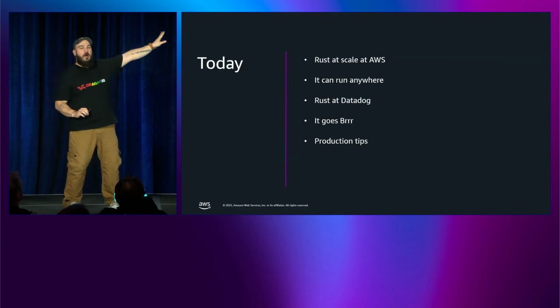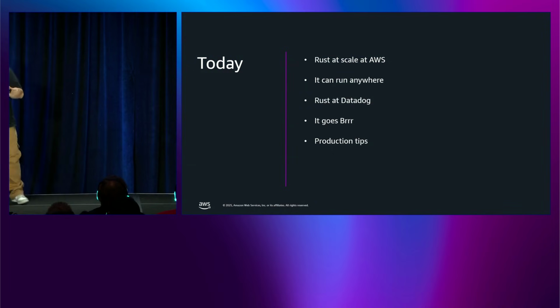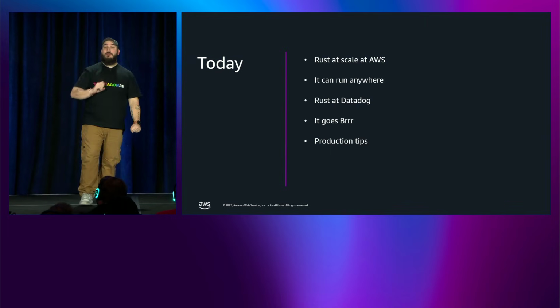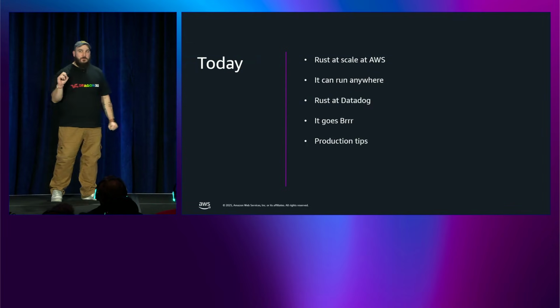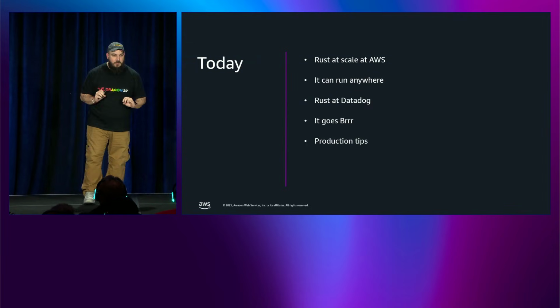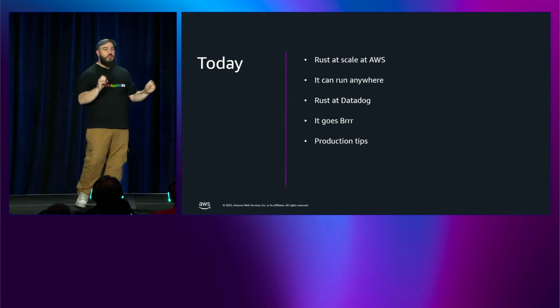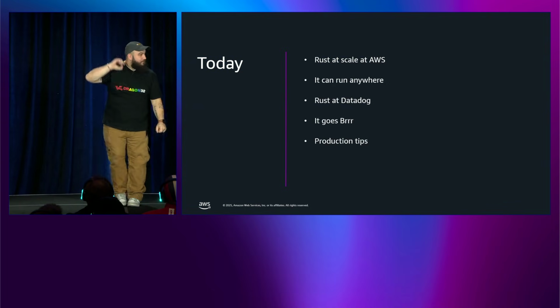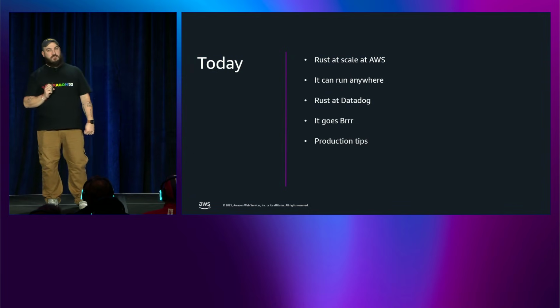So today is all about Rust. We're going to be talking about how Rust works at scale at AWS, how it's a critical element of what we do at AWS. I'm going to talk about how Rust can run anywhere. Things you may not think Rust does, Rust does. We're going to talk about Rust at Datadog, how certain incredibly impressive things Rust does in Datadog's metrics collection and logging. I'm going to show you how it goes really fast on a single thread. And we're going to give you a couple of production tips for all Rust developers.